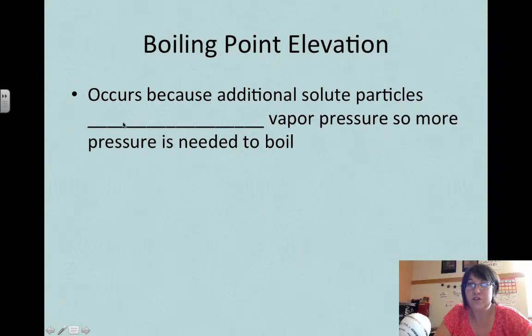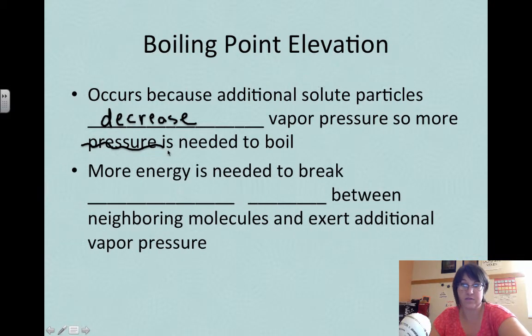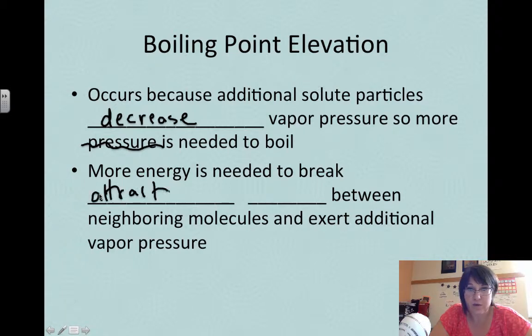Boiling point elevation occurs because additional solute particles decrease the vapor pressure, so that more energy than normal would be needed to boil, so we can overcome the atmosphere that's pushing down on us. More energy is needed to break the attractive forces between neighboring molecules and exert the additional vapor pressure required.